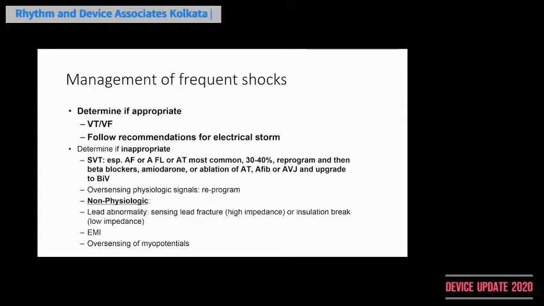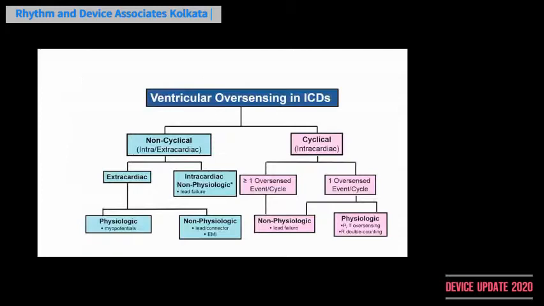Now, management of frequent shocks: if it is inappropriate SVT, I have already discussed what can be done for an SVT. Now coming to non-physiologic causes of shock, where it is inappropriate and we have some extracardiac or intracardiac signal which is oversensed and causes a shock. I will be focusing on those. Whenever you see ventricular oversensing in an ICD, we have to think about whether it is a cyclical oversensing or a non-cyclical oversensing.